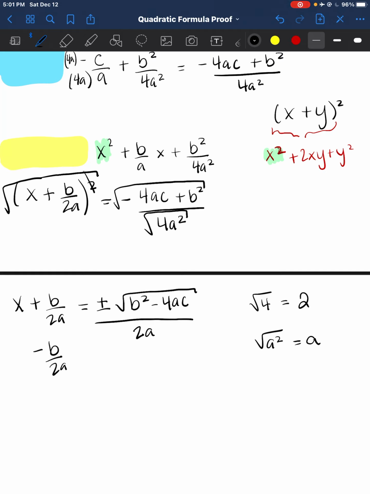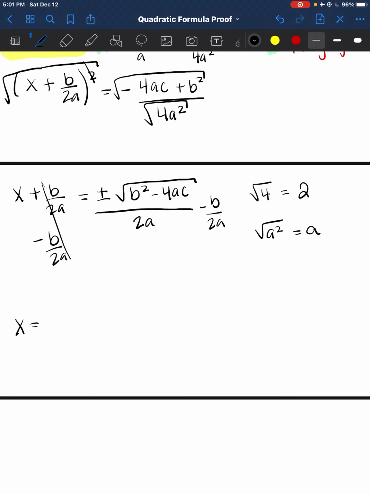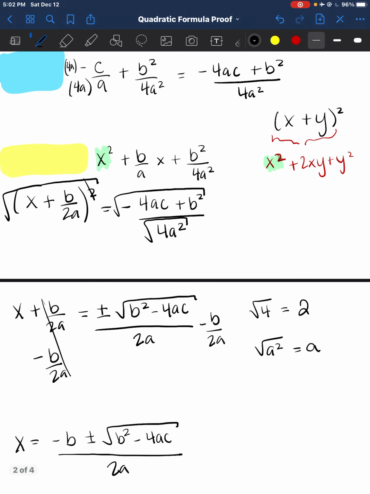Then we subtract b over 2a from both sides. And that gives us x is equal to negative b plus or minus square root b squared minus 4ac, all over 2a. And that's the answer. And that's the basic process of how to do it.